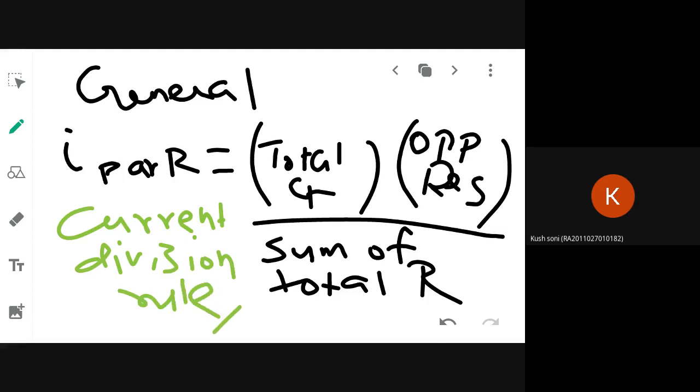I think Nishita has used this only, I think so. Nishita is present. Yes, ma'am. You used this one.